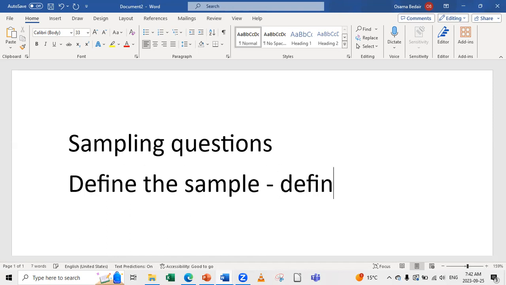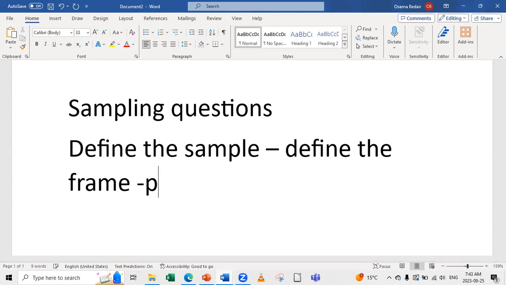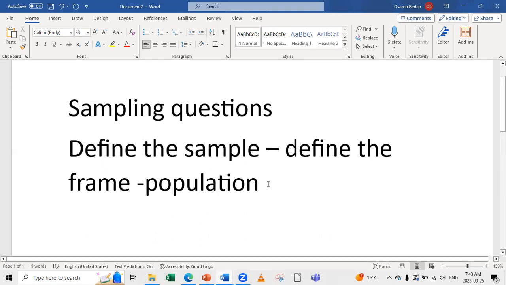Define the frame, or the sampling frame. We said it's all the units of the society which we are studying. Second thing, also define the population, and I said before that this population means the universe.